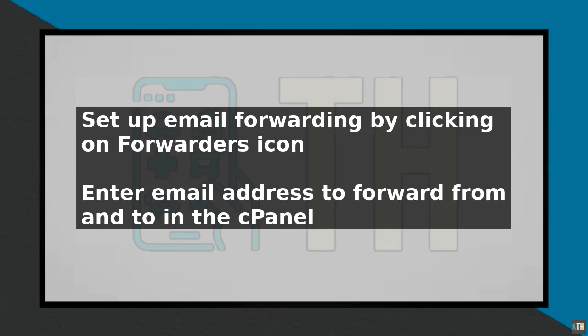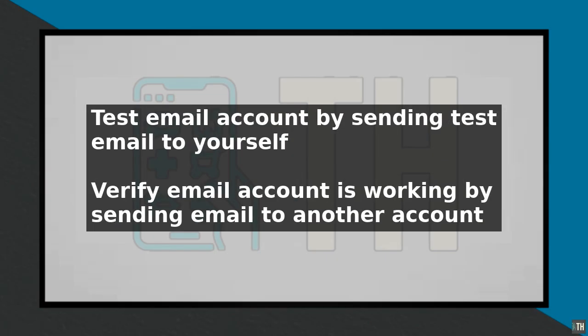email account. It is also a good idea to set up email forwarding, which allows you to forward emails from one email account to another. This can be useful if you want to receive emails from multiple accounts in one place. To set up email forwarding, click on the forwarders icon in the cPanel and enter the email address you want to forward emails from and the email address you want to forward emails to.